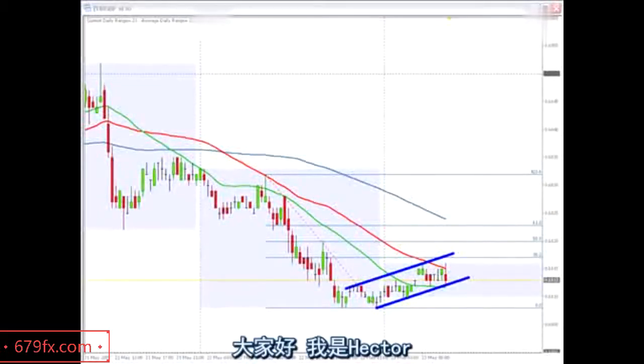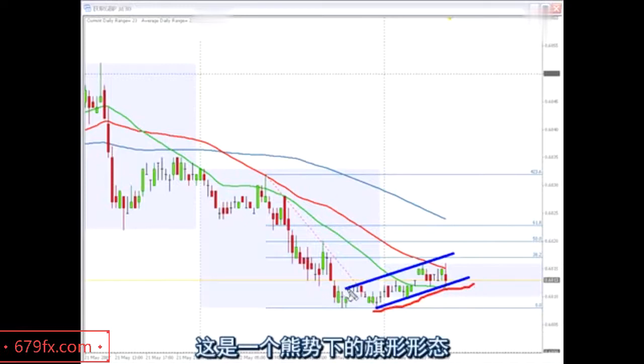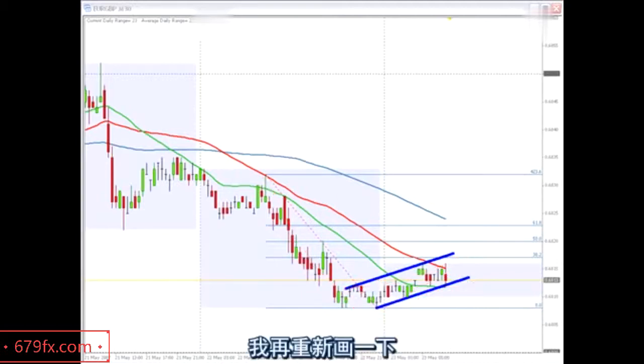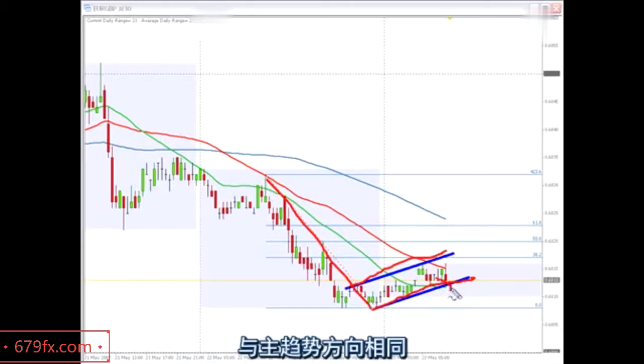So this is Hector. Today is the 23rd of May 2007. It's 8 a.m. Euro time. London market's about to open, and I'm liking a possible short setup on the Euro GBP in the 30 minutes chart. We're seeing a nice bearish flag formation. Let me draw that properly. It's a nice bearish flag formation in the direction of the trend.